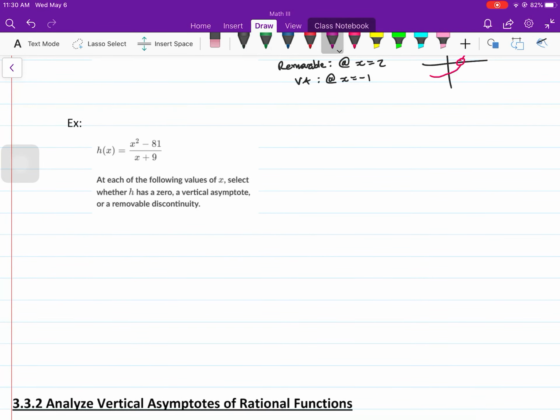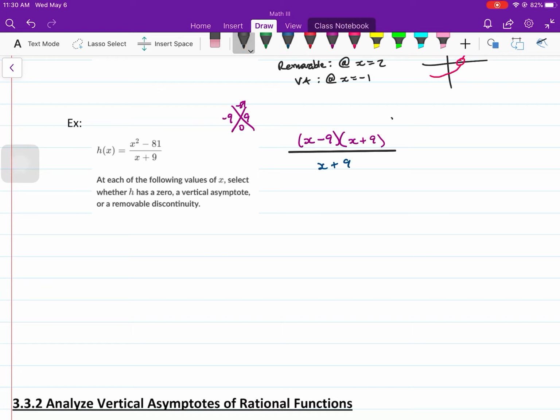So for this one, let's go ahead and factor the top. What multiplies to negative 81 and adds to 0 would be negative 9 and 9. This is a perfect, or difference of two squares, which we went over quite a bit in the past. And then for the bottom one, we'll have x plus 9. Actually doesn't need any factoring, so it'll just be x plus 9.